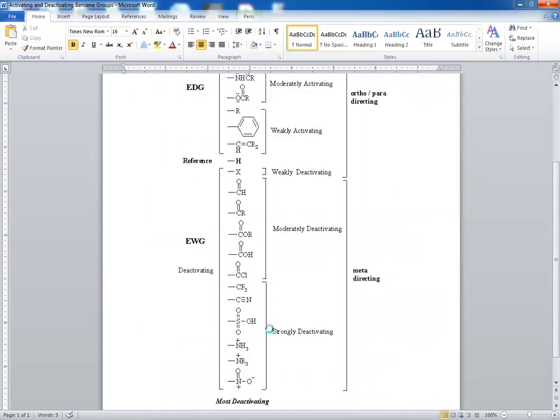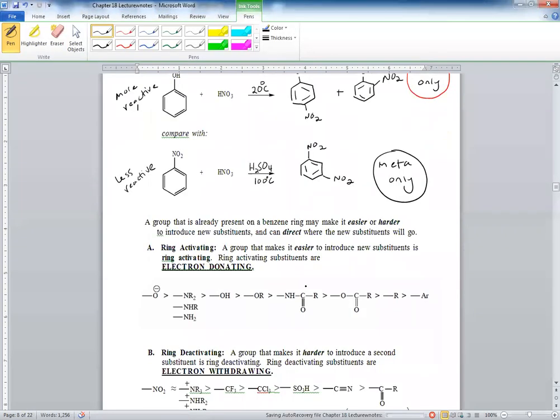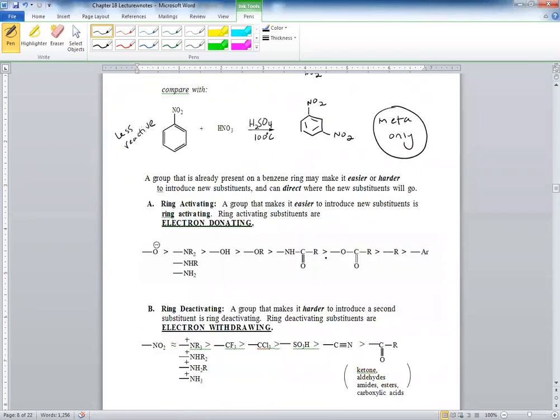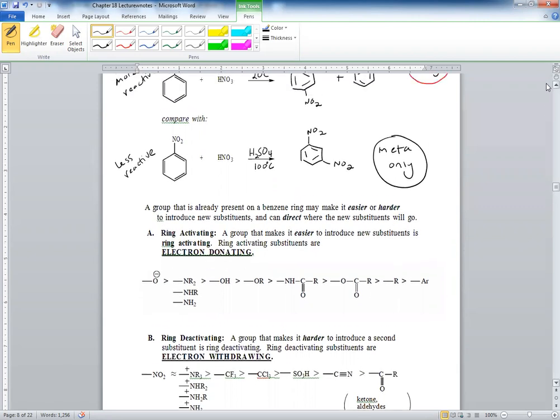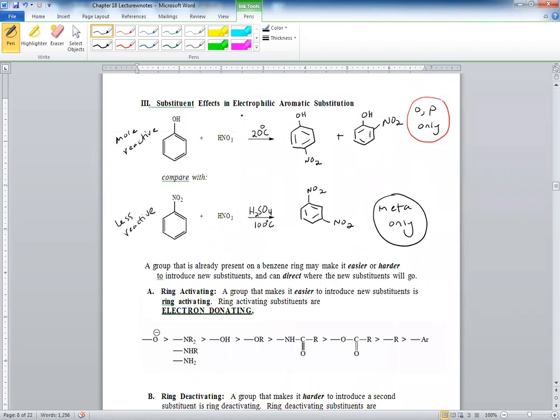So then we get into the idea of having electron donating and electron withdrawing groups. We already discussed them in chapter 16, but now we're going to discuss them more in depth. So it says here that a group that is already present on a benzene ring may make it easier or harder to introduce new substituents and can direct where the new substituents will go.